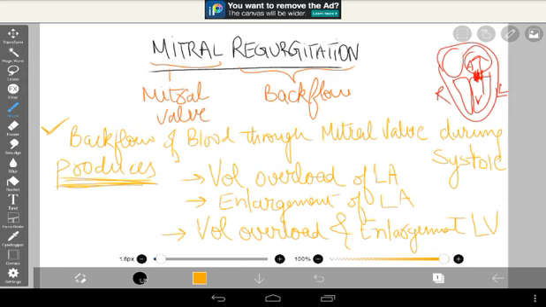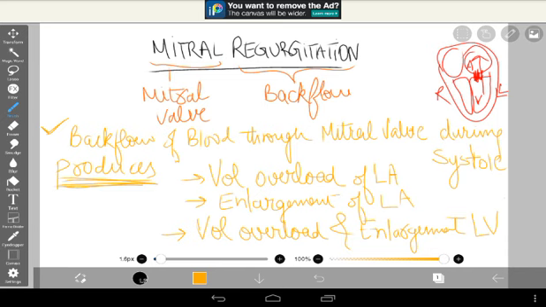Why does this happen? Due to dilatation of the mitral valve, the orifice size increases, and because of this increase in size, the flaps of the valve are not able to completely cover the orifice. As the pressure increases in the ventricle, the blood tends to go back from the ventricle to the atrium.